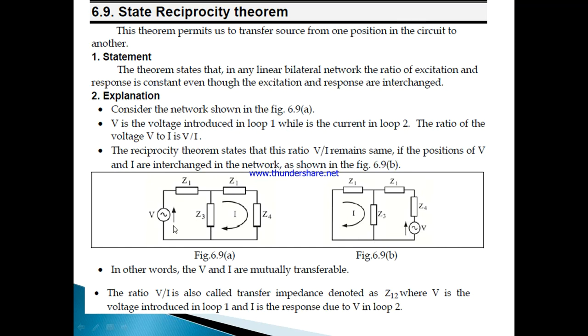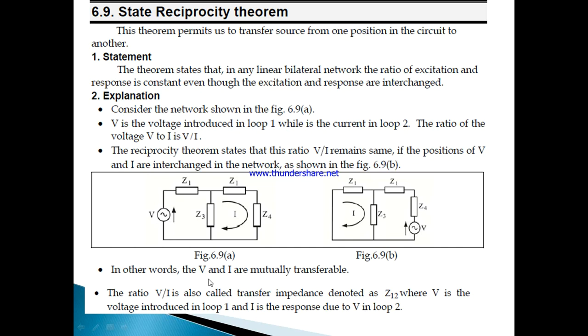Now I am going to interchange the source position and the response position. First I find the ratio of these two quantities, V by I, in the first case, and I make it equation 1. In the second case I replace the positions. In the place of the source, I take the response, so in the first loop I find the response, and in the place of the response I connect the source in the second loop. When these two positions are interchanged, if I find the source and response ratio again, I get the same value, V by I. Then the reciprocity theorem is proved.